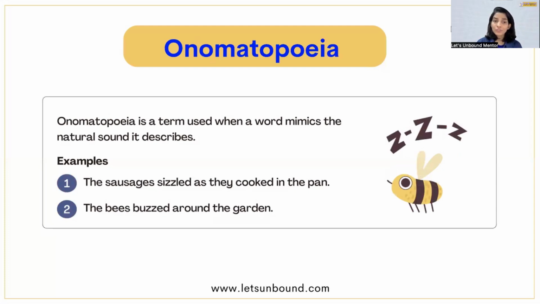Okay, next comes onomatopoeia. Now, onomatopoeia is a literary device where a word imitates the natural sound associated with an object or with an action.